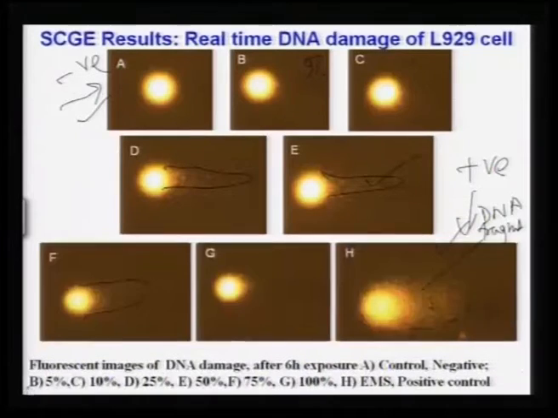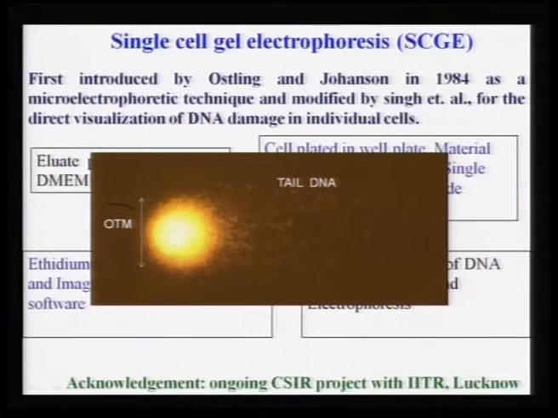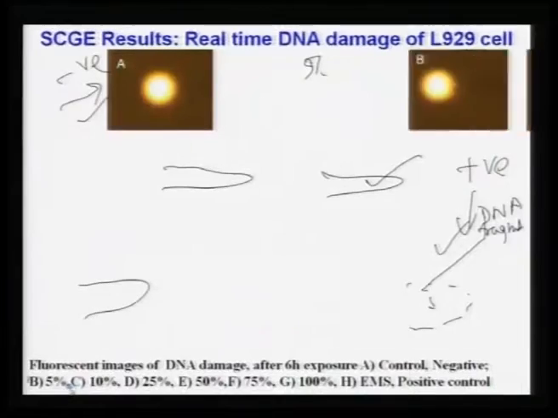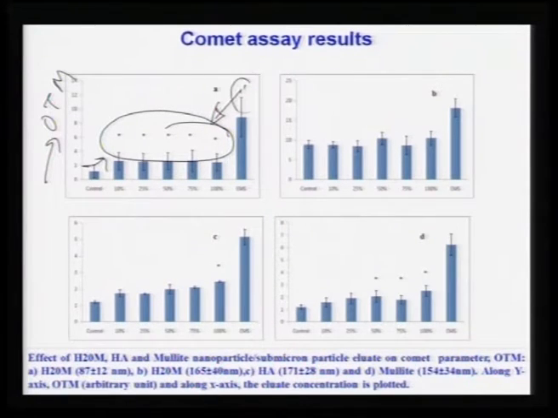Now, how is it quantified? Normally with some software, one can use the olive tail moment. Olive tail moment quantifies how much the comet shape is distorted and how much DNA has been damaged. When you plot the olive tail moment with concentration, what you see is that they show statistically significant values compared to the negative control as well as the positive control. But the olive tail moment values here are much less than those of the positive control in all the cases.